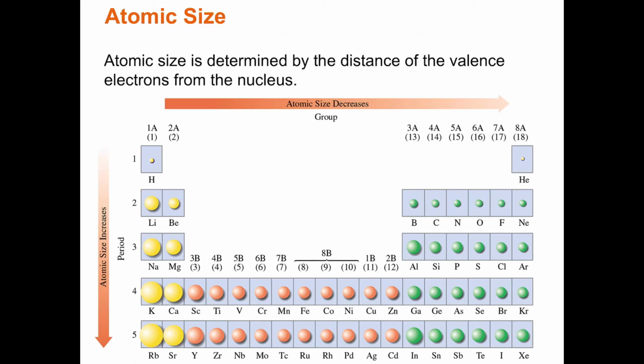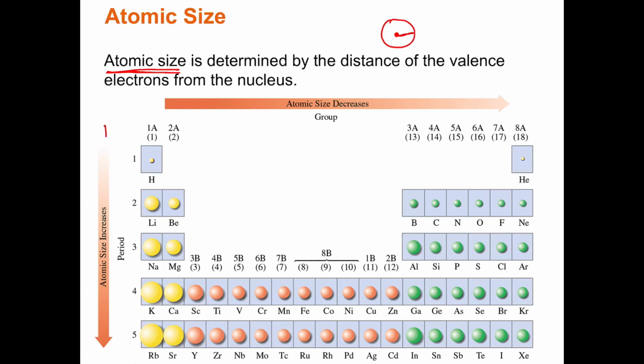Okay, we're going to talk now a little bit about other trends that we can see on our periodic table. More reasons why our periodic table tells us all the information that we need to know about chemistry. Another thing that we can see is atomic size, and sometimes you'll hear this called the atomic radius. They mean essentially the same thing. We're just trying to get a measure of how big our atom is. Our atomic size is determined by the distance of the valence electrons from the nucleus, so it's the distance from the inside out. That's why we also call it the atomic radius, because it's like the radius of a circle.